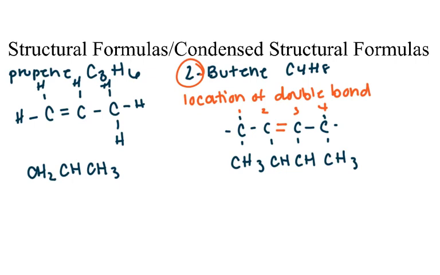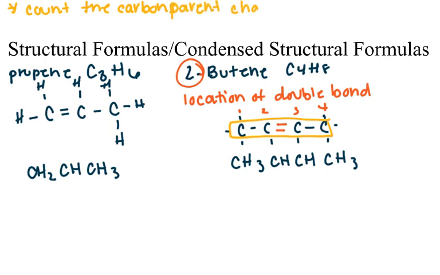So the number is important. That's going to tell us where those carbons go. But there's a certain way we need to count. So the parent chain is your carbons in the middle. This is your parent chain. So when we're counting, we're going to count the carbons in the parent chain from the side closest to the double or triple bond.